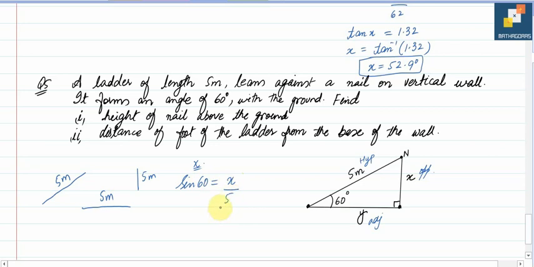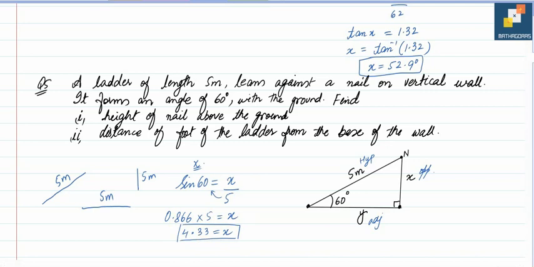Now sine 60 you can easily find out by using a calculator. Sine 60 value is 0.866. When you shift 5, it will be multiplied by 5 is equal to X. So when you multiply it, it's 4.33, the value of X.